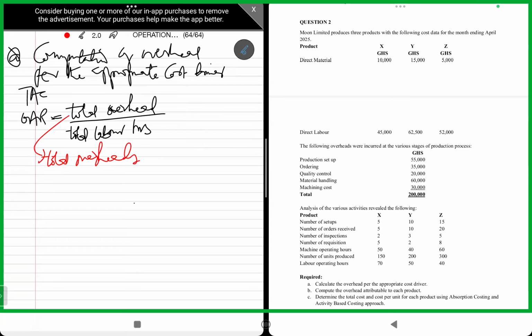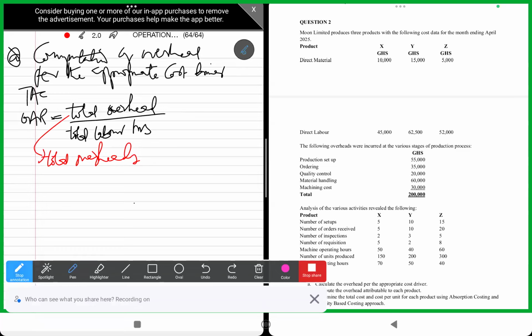So now let's go to the question. When she read, she said product, direct material, direct labor, they are called direct costs. And I've told you they'll be the same for both costing techniques. The costing techniques are traditional absorption costing and activity-based costing. It says the following overheads. These guys here are overheads, incurred at the various stages of the production process. I've told you the difference between traditional absorption costing and activity-based costing is the way the overheads are computed.